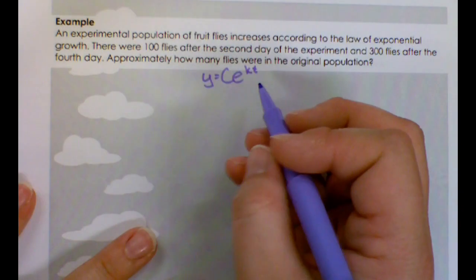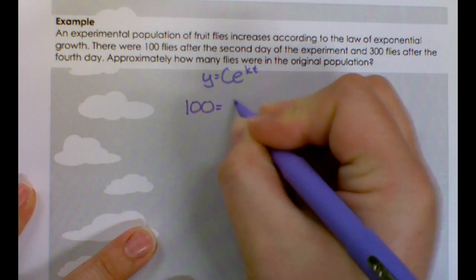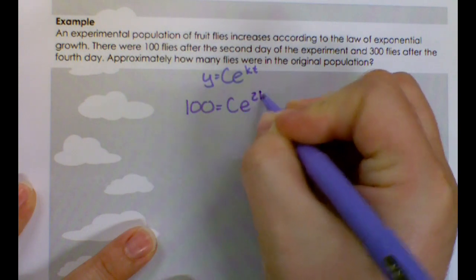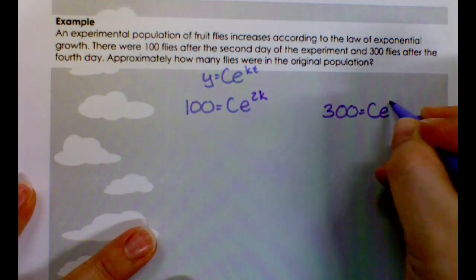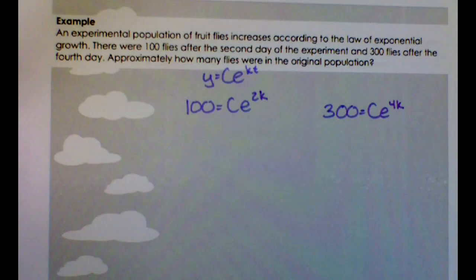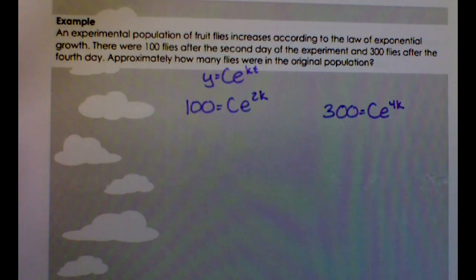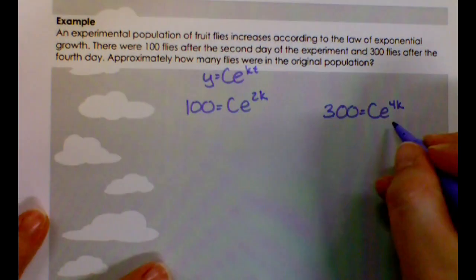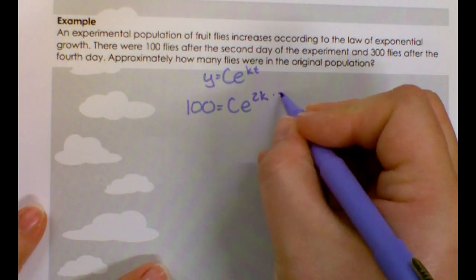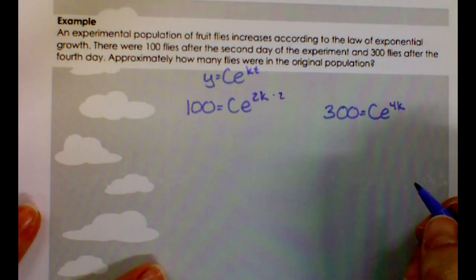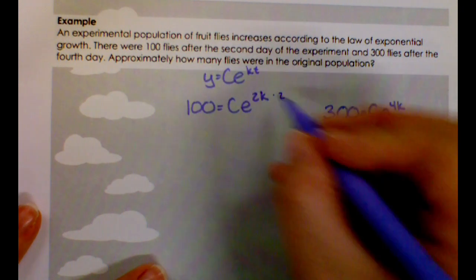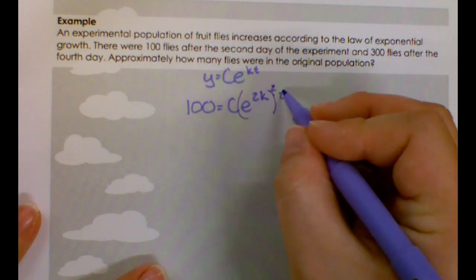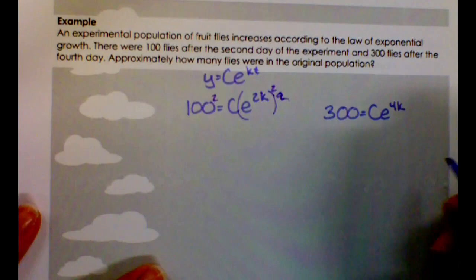100 flies after the second day. So that means 100 equals c e to the 2k power. 300 after the 4th day, so that's 300 equals c e to the 4k power. Now I have to try to solve some stuff. I know that 2k times 2 makes 4k. Which means I could square this and square this.